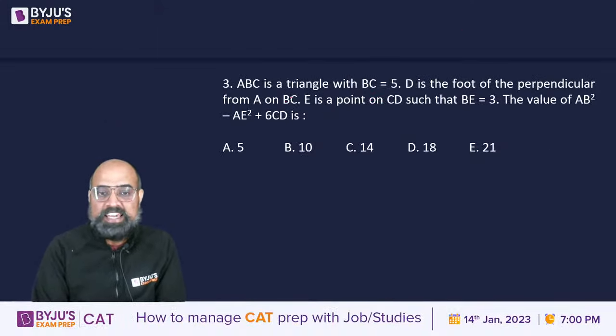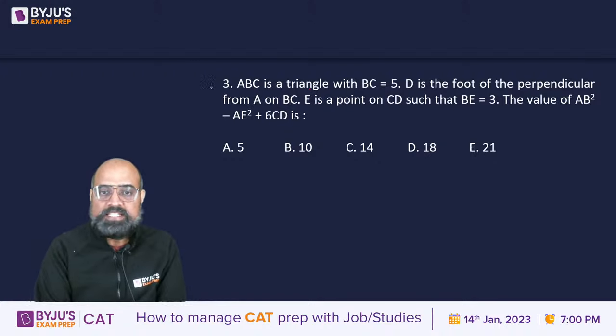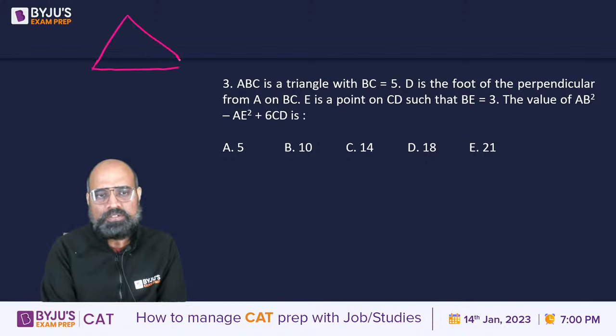Okay. Next is ABC is a triangle with BC equal to 5. D is the foot of the perpendicular from A on BC. E is the point on CD such that BE is equal to 3. The value of AB square minus AE square plus 6CD is how much? Okay. Since it says it's a triangle and they have not mentioned the type of triangle, let's take an equilateral triangle, right? Such that each side is 5. Nothing is mentioned. We can assume anything, right?